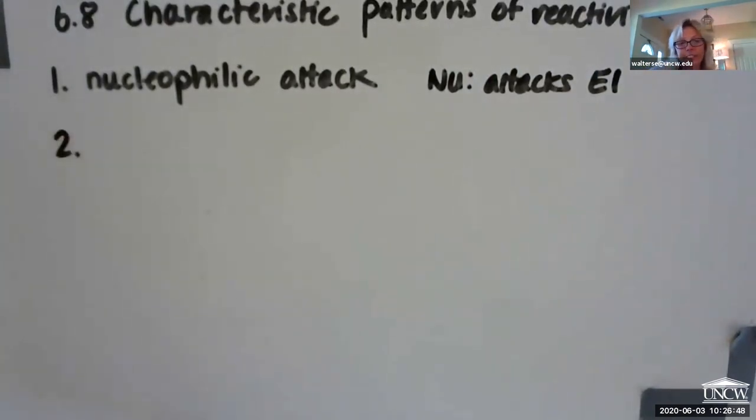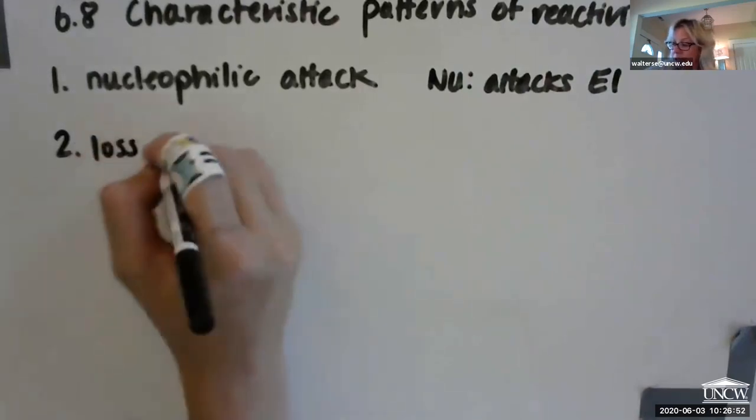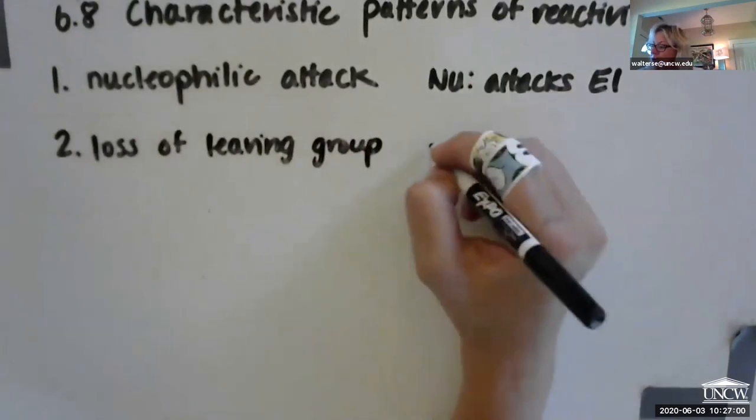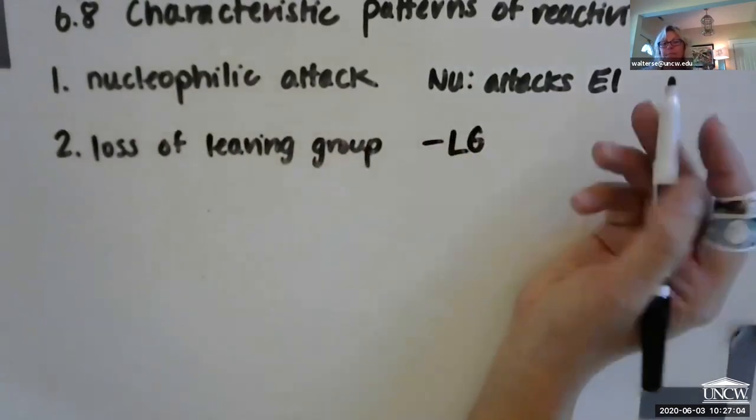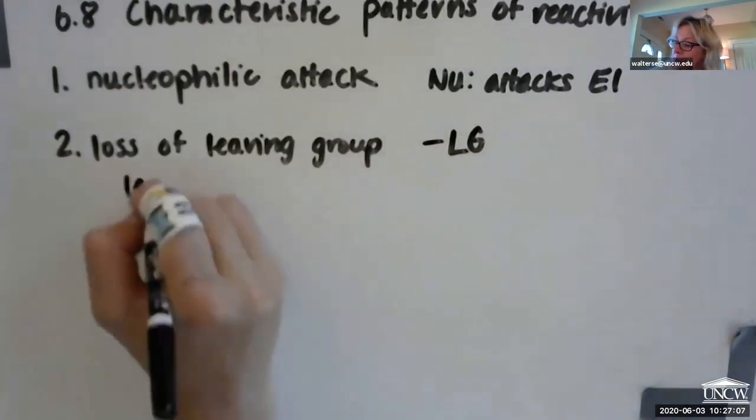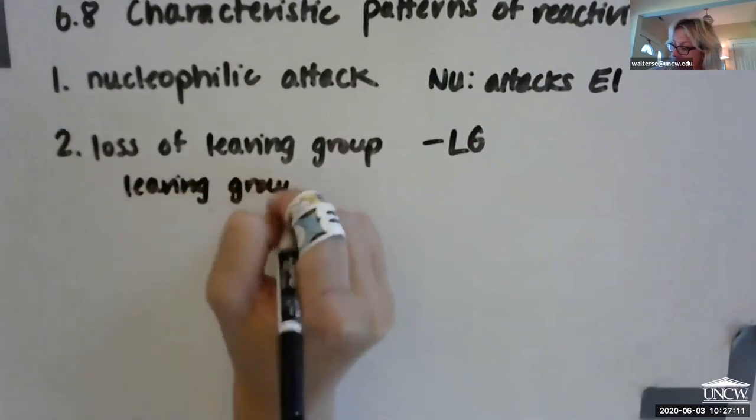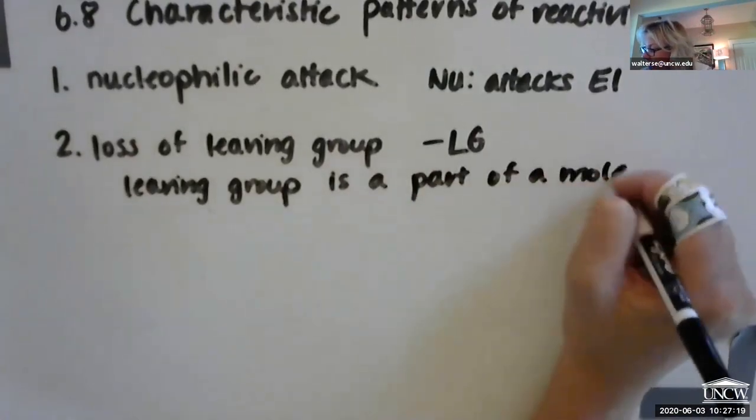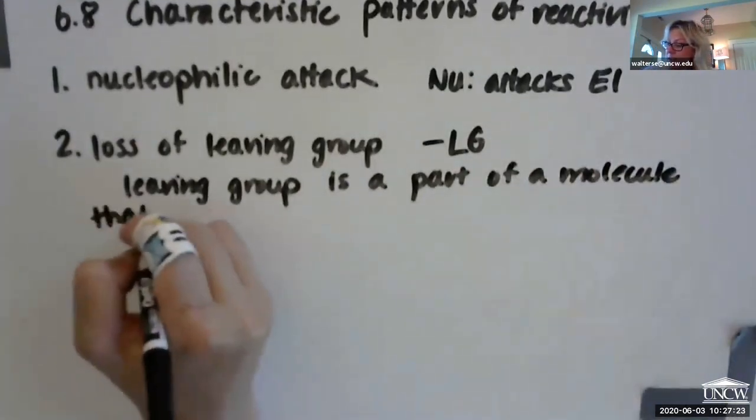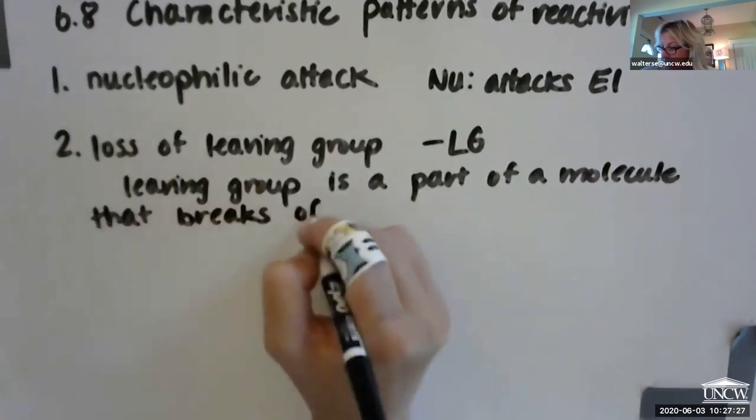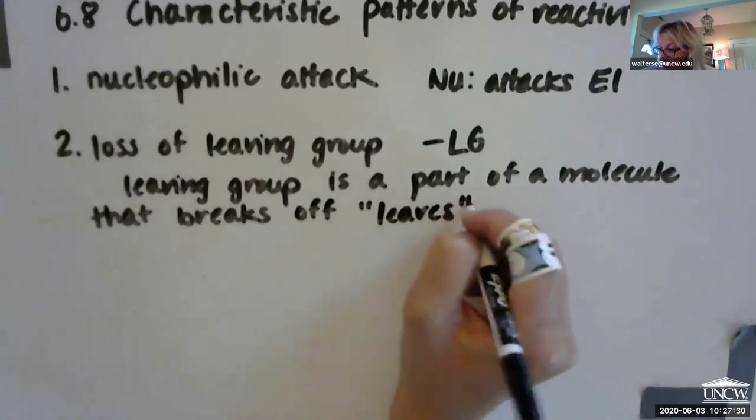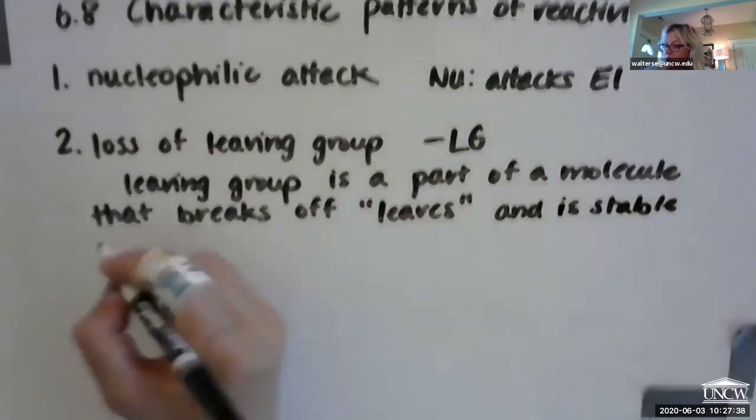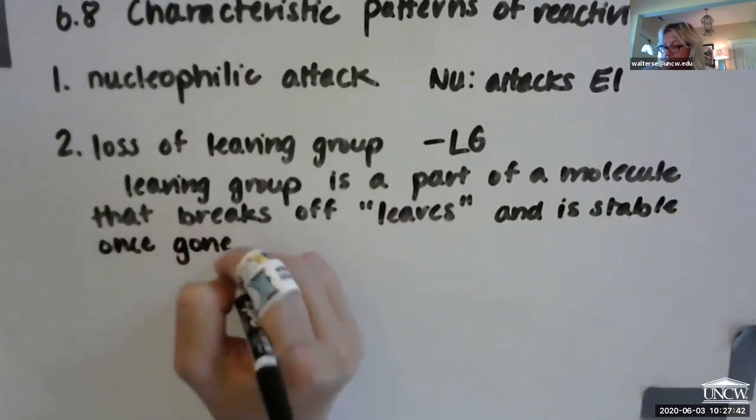The second characteristic pattern is called loss of a leaving group. The shortcut for writing that will be minus LG. So a leaving group is a part of a molecule that breaks off or leaves the parent molecule and is stable once gone.